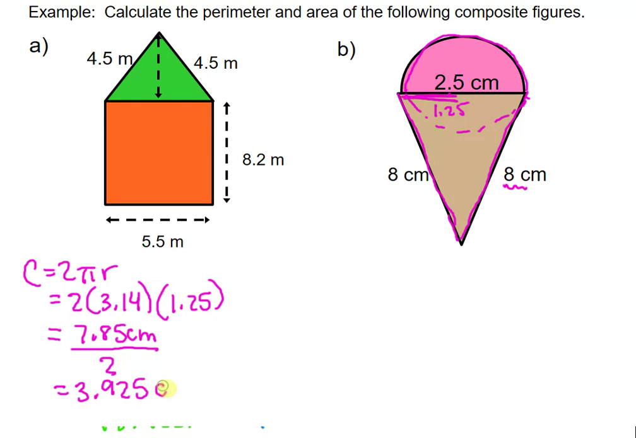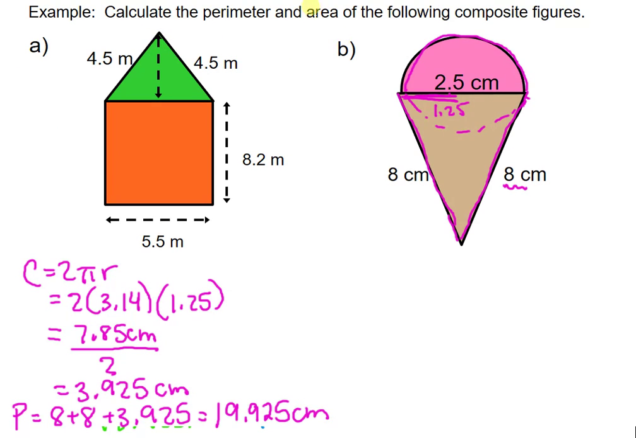3.925 centimeters. So when we are calculating the perimeter, we calculate 8 plus 8 plus 3.925, and we get 19.925 centimeters. 19.925 centimeters.